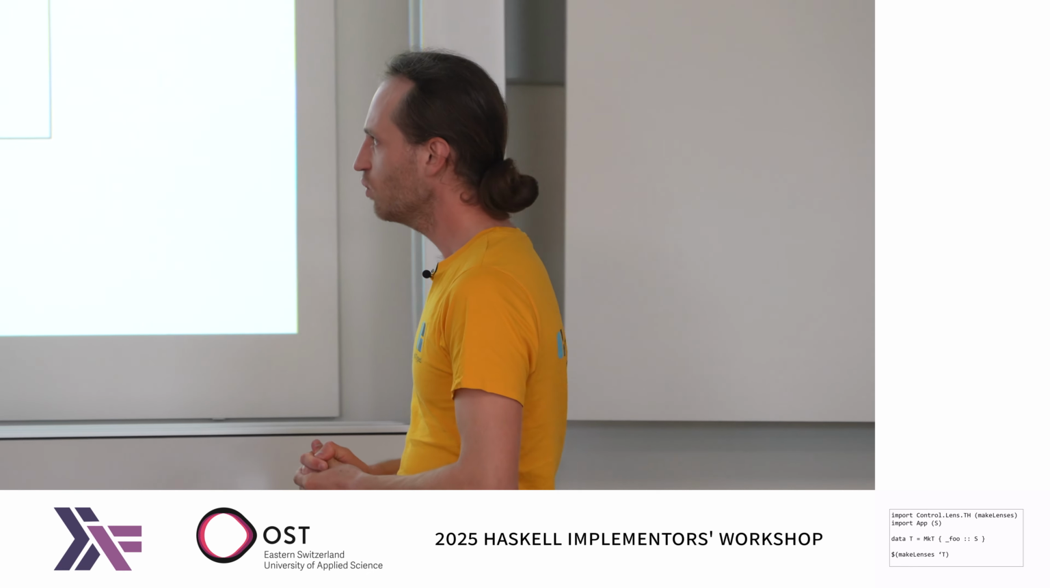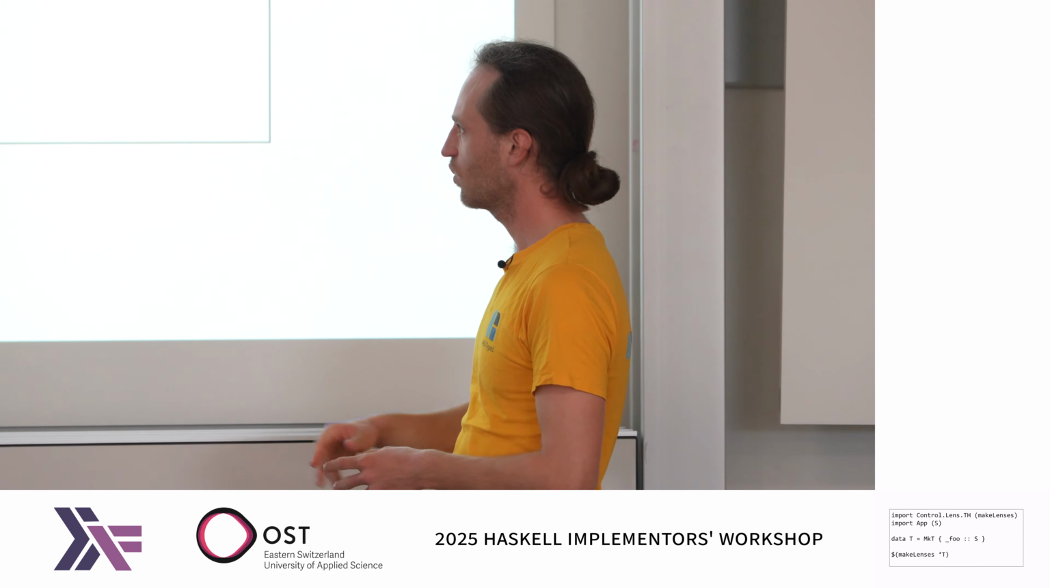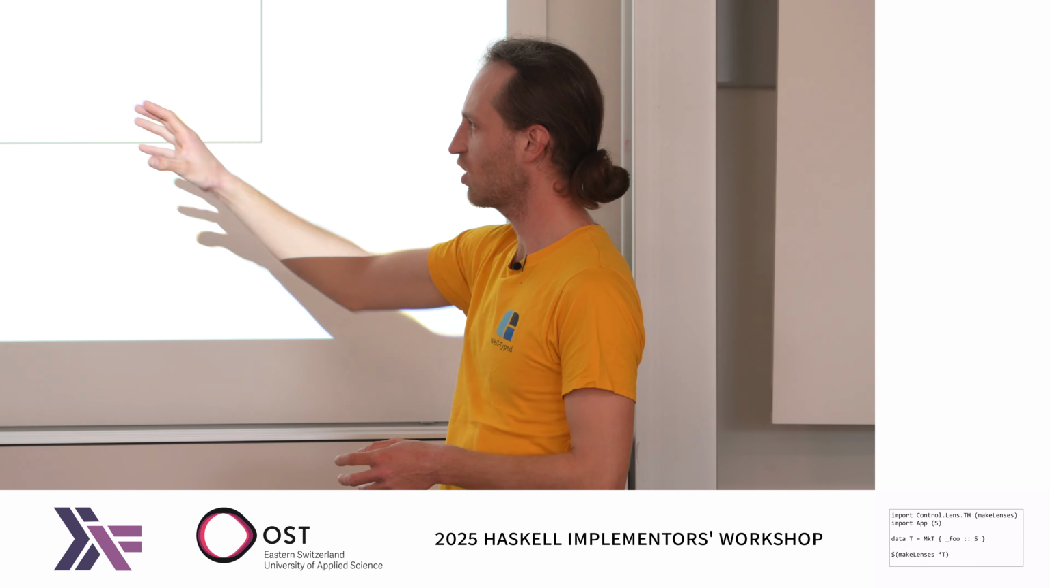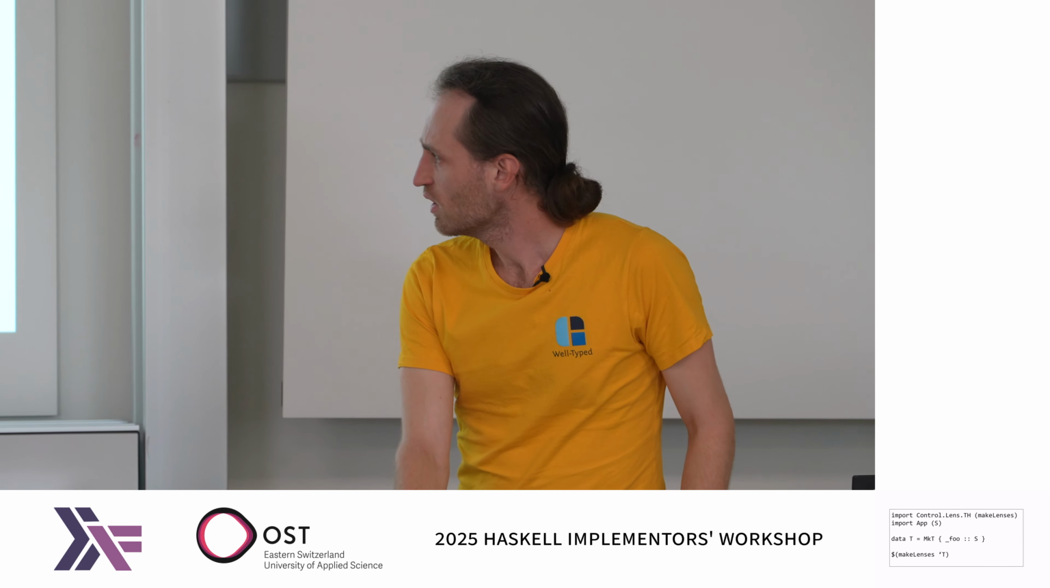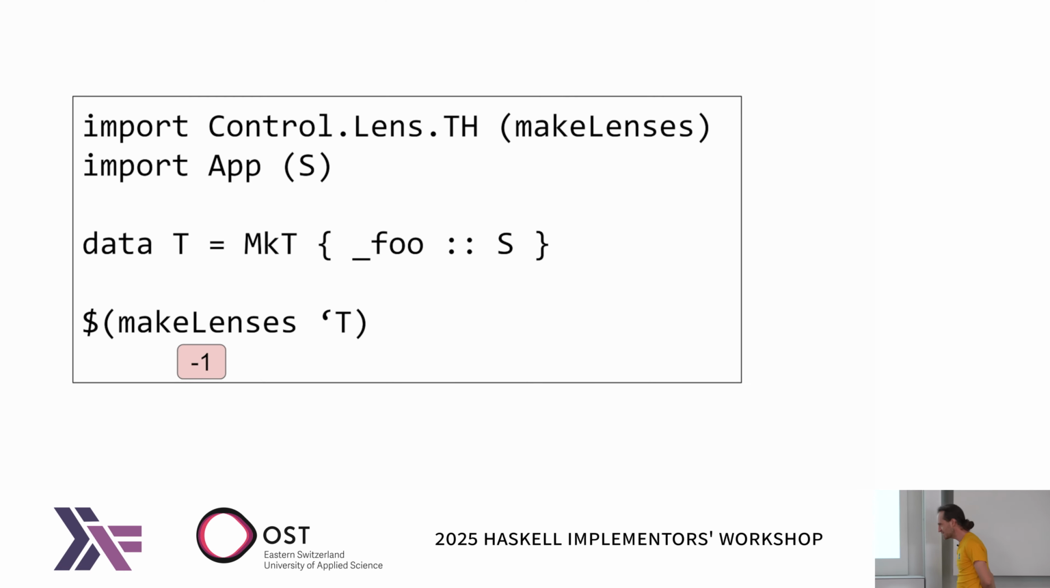So what the compiler will do when it's looking at this module is it will assign a level to all the uses of variables in this module. When you go inside a splice, the level decreases by 1, and when you go inside a quote, the level increases by 1. So to perform this analysis, we can see the use of make lenses is inside a splice, so that level is going to be -1.